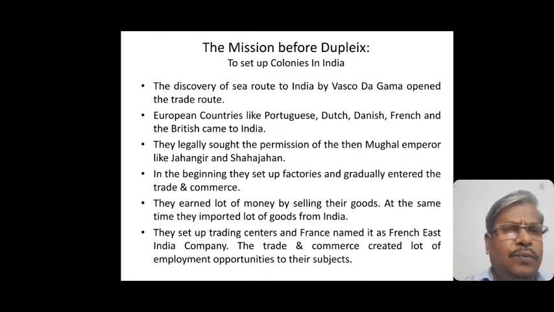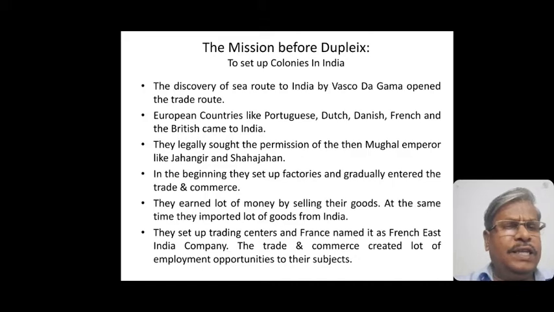The mission before Dupleix was to set up colonies in India. The discovery of the sea route by Vasco da Gama opened the trade route. European countries like the Portuguese, Dutch, Danish, French and the British came to India. They largely sought the favour of the then Mughal emperors like Jahangir and Shah Jahan. In the beginning, they set up their factories and gradually entered trade and commerce. They earned a lot of money by selling their goods. At the same time, they imported a lot of goods from India.